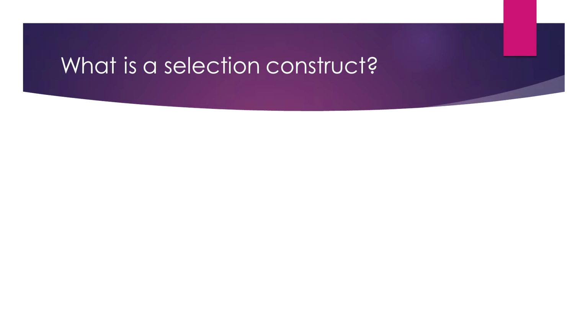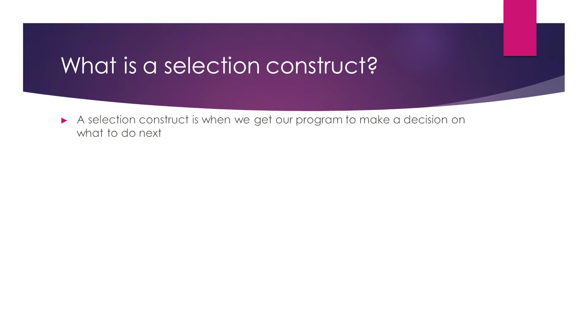So, starting off, what is a selection construct? This is when we're getting a program to make the decision on what we do next. Ours will be very, very simple, but they can get very complicated very quickly. A lot of the time when I'm teaching this in class, I'll talk about examples from games. If someone presses left, Mario runs left. If someone presses A, Mario jumps. So it's letting the program decide what happens next based on a condition.